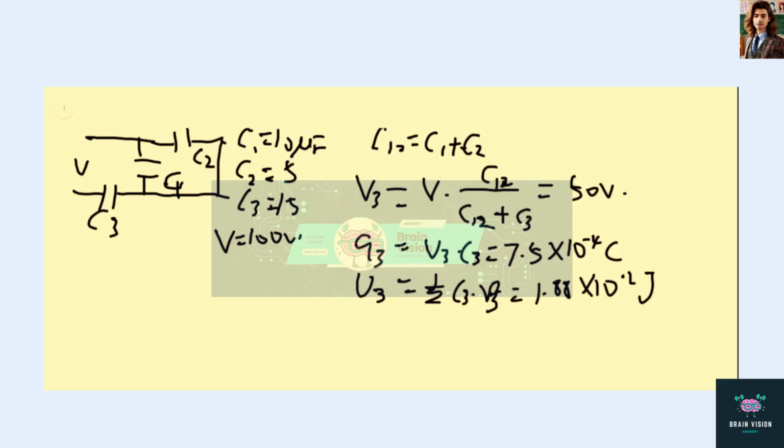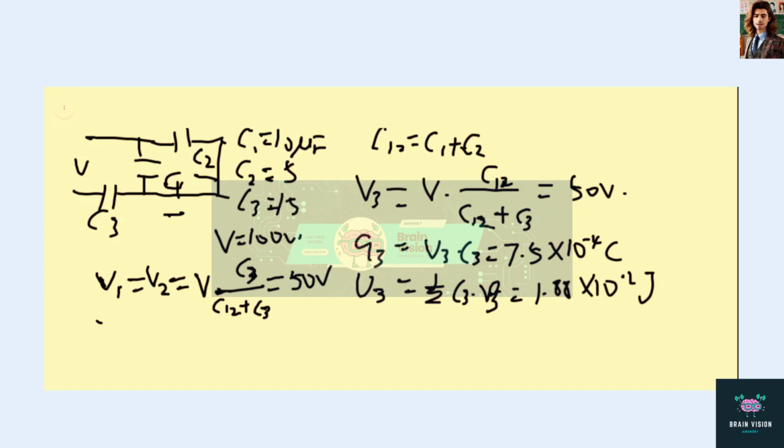And similarly, we can find out the voltage across C1, C2, because C1, C2 are connected in parallel. So the voltage across C1 is V1. V1 equals V2 equals V times C3 over C12 plus C3, okay? So this value also equals 50 volts.